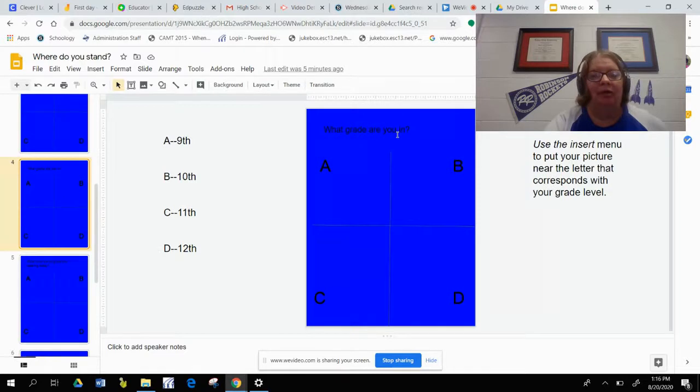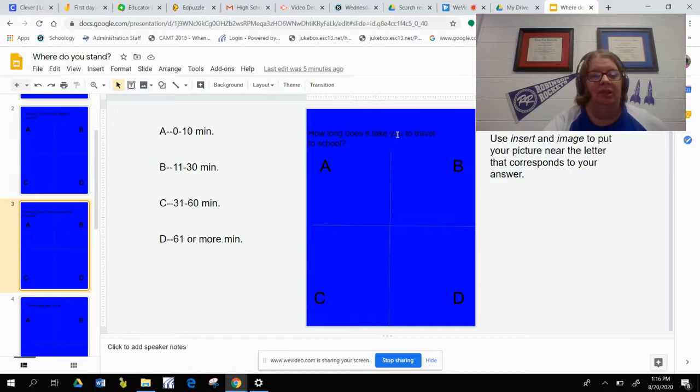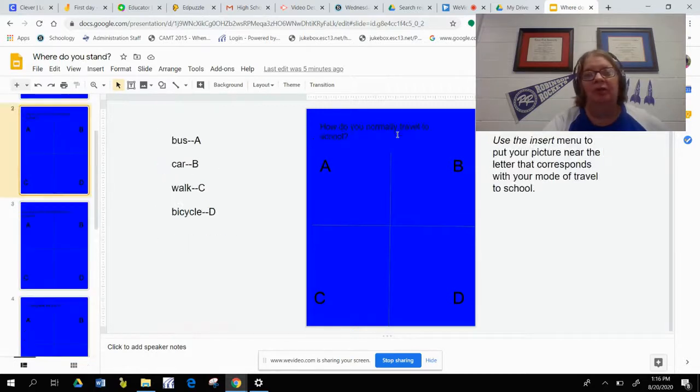I want to think back on these questions that we have asked. How do you normally travel to school? How long does it take you to get there? And what grade are you in? For each one of these questions, each student could only have one answer. Okay? Each student can only have one answer.